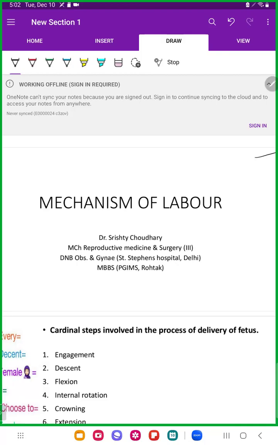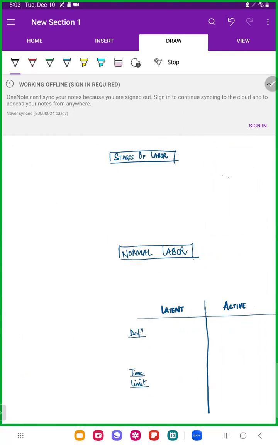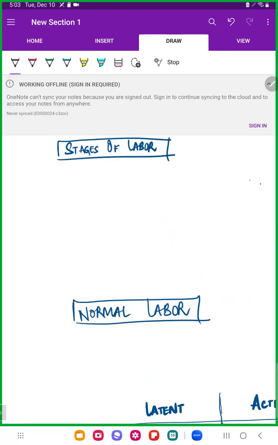Now starting mechanism of labor. What do you understand by labor? Labor is a term which tells about the process of birthing. Okay. So the process of giving birth to a fetus, the term used is labor. Now we know from our basics that there are three stages of labor, right? Three stages which include first, second, and third.